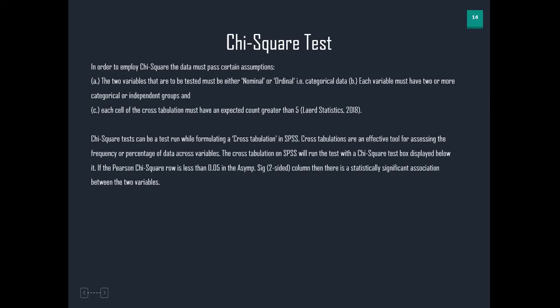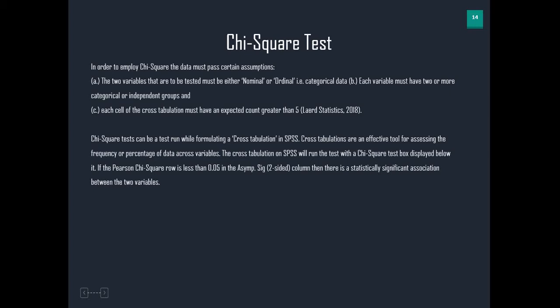Now, if you're running data on a Likert scale, for example, 1, 2, 3, 4, or 5, then you would not use a chi-square test. A chi-square test is simply for things like gender and age against categorical data, such as yes, no, or they've selected option A, option B, option C, option D, etc. It can't be Likert scale data.